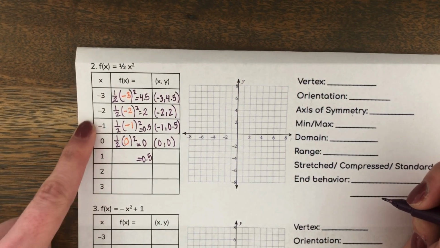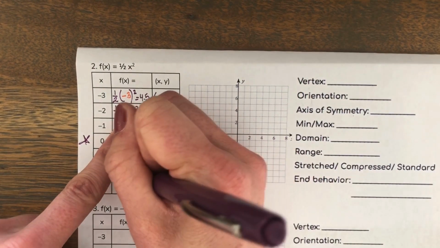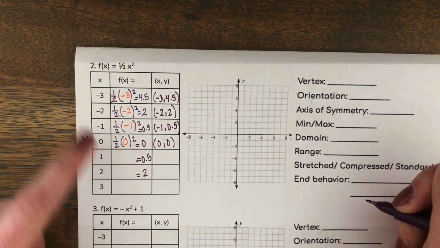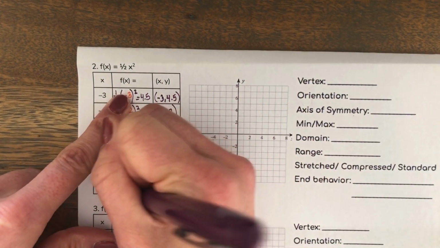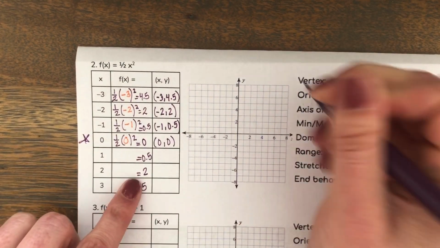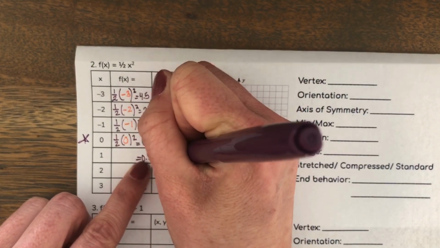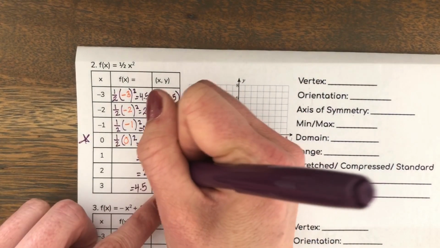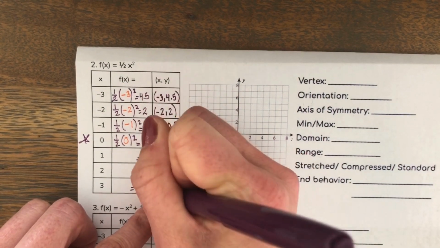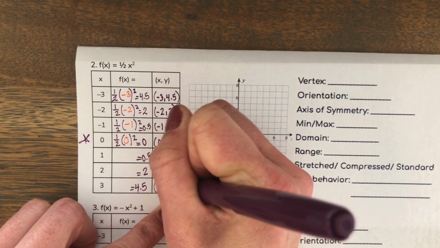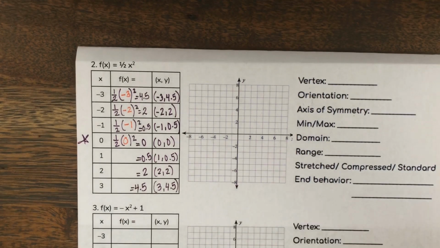So that means 2 is gonna match with -2. This one will be 2. And then 3 is gonna match with -3, and that'll be 4.5. So these would be your ordered pairs. 1, 0.5, 2, 2, and 3, 4.5. So saves yourself some work.